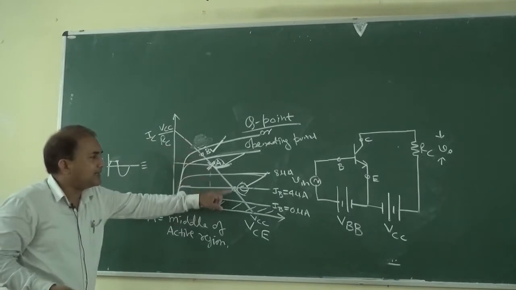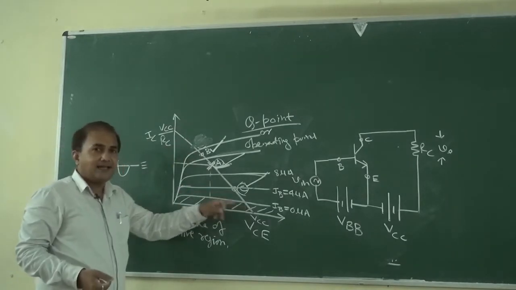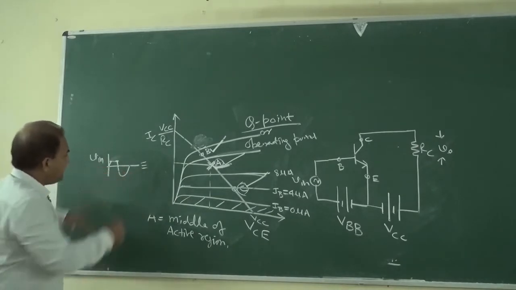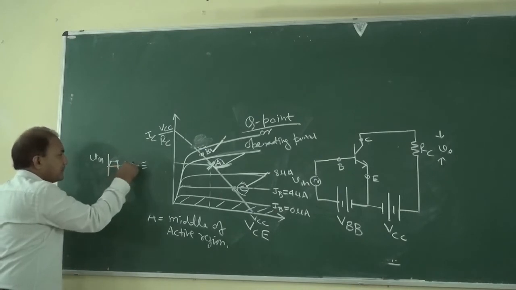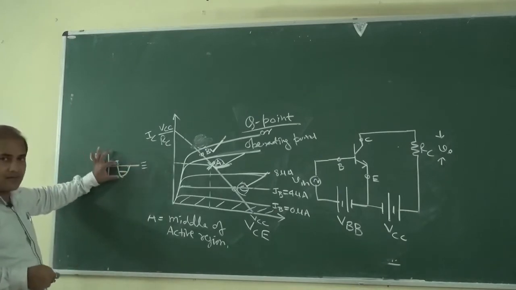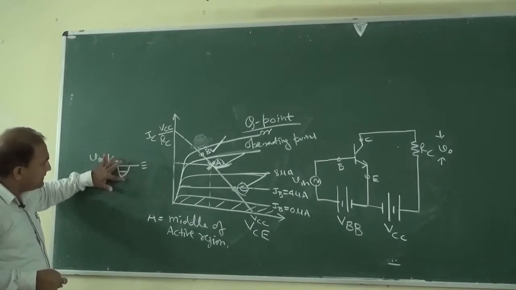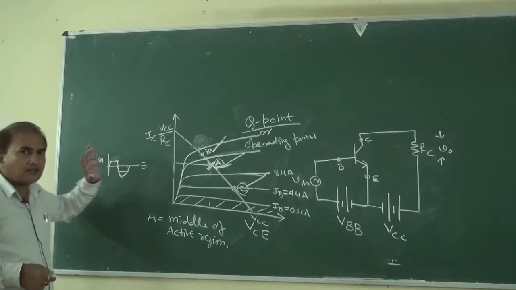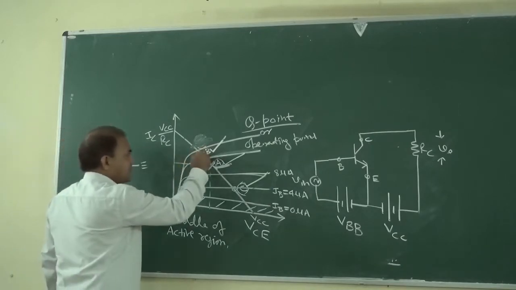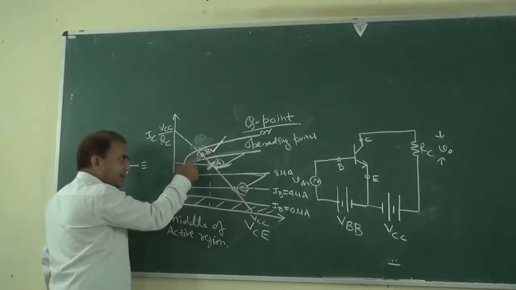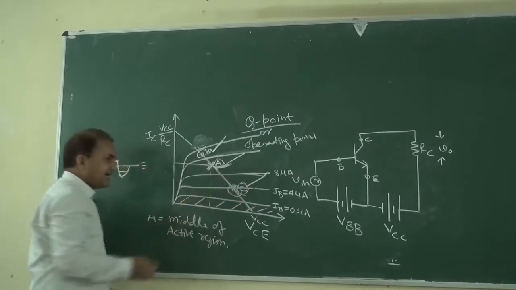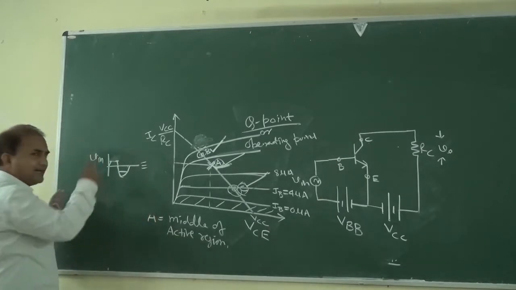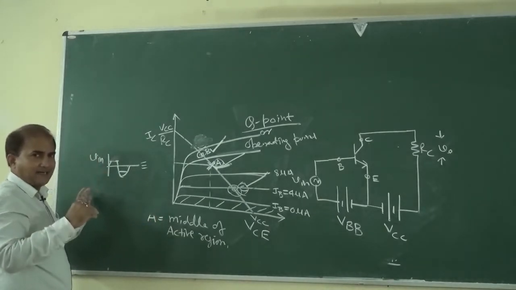Now, if the operating point is near to the cutoff region, then what will happen? Then some of the negative half of the signal will be clipped. So amplification is not faithful in both cases, if the operating point is at B or at C. We will not get the complete amplified signal.